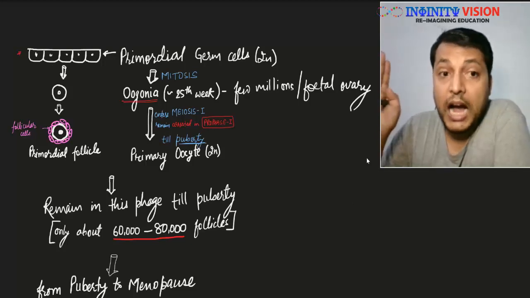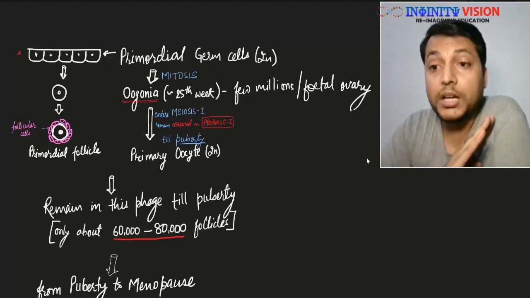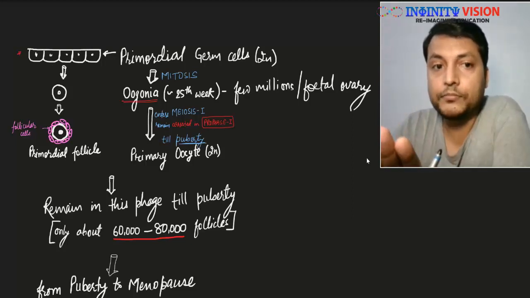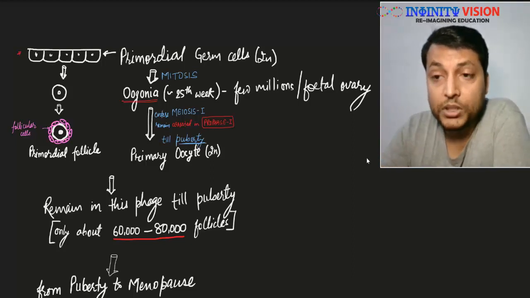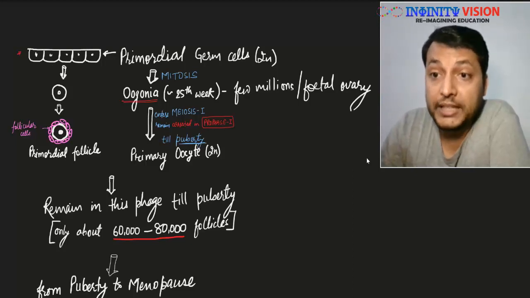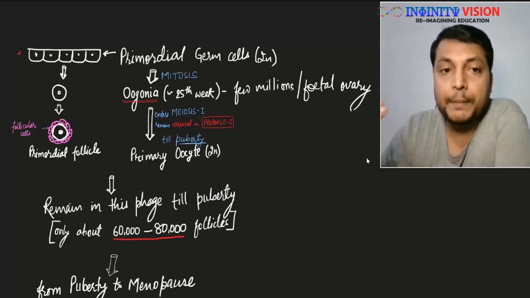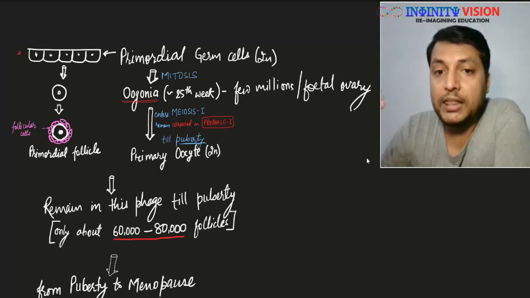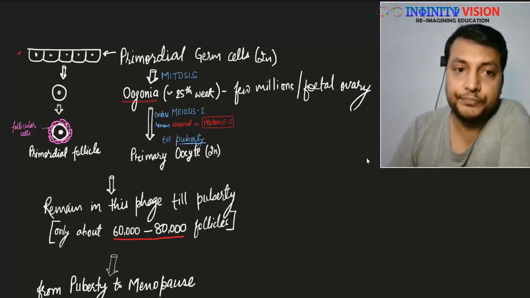Okay, now after this no more oogonia are going to be formed. So this is a kind of multiplicative phase, a type of multiplicative phase of oogenesis, where primordial cells increase their number by mitosis to produce around 10 to 20 lakhs of oogonia, or 1 to 2 millions of oogonia per ovary.